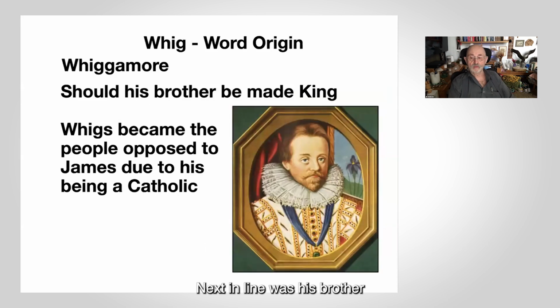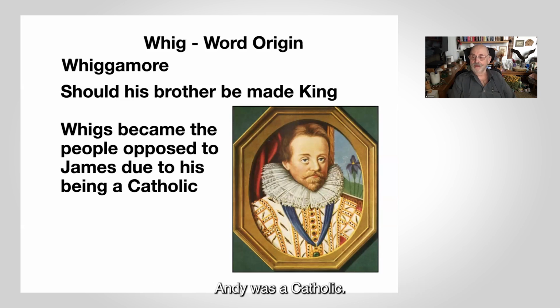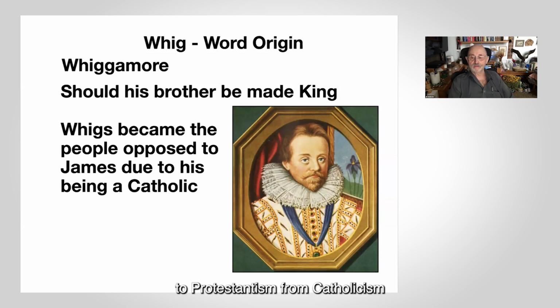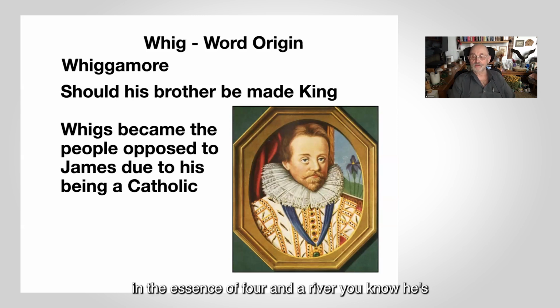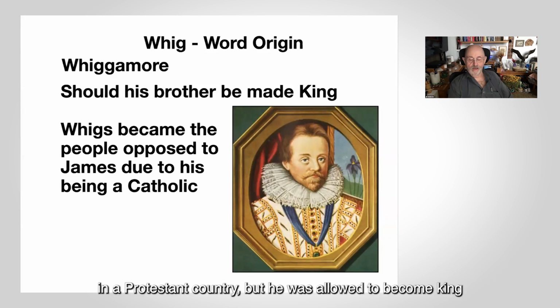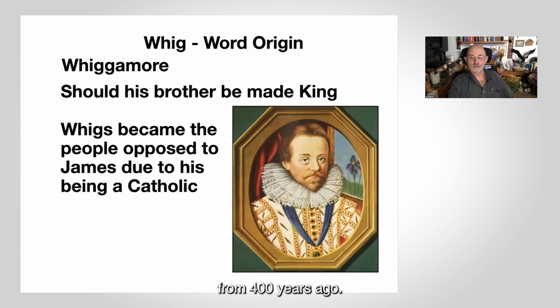Next in line was his brother, pictured here, James the First, and he was of Scottish origin. That was difficult, and he was a Catholic, and that was difficult because Henry VIII, just 100 years earlier, had created a reformation to Protestantism from Catholicism in England. So the difficulty here is James the First is in essence a foreigner, and he is a Catholic in a Protestant country, but he was allowed to become king. And today we have Charles III, so he's taken up the name of these first two Charleses from 400 years ago.